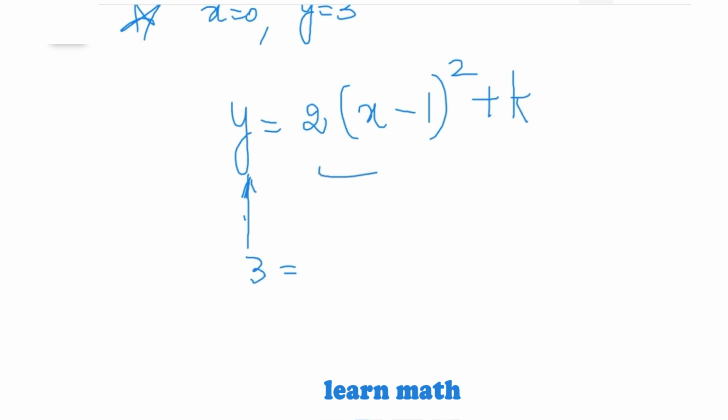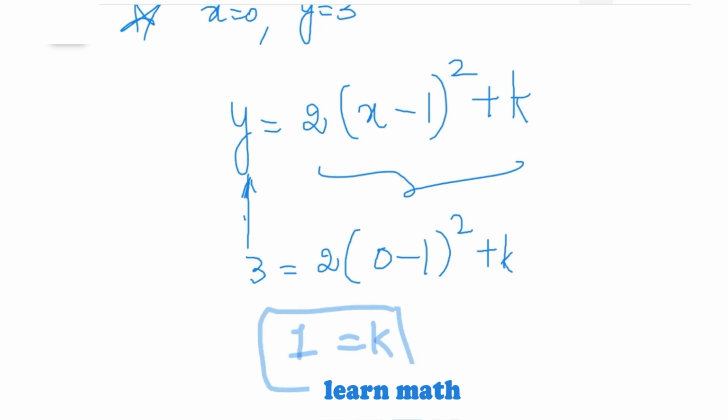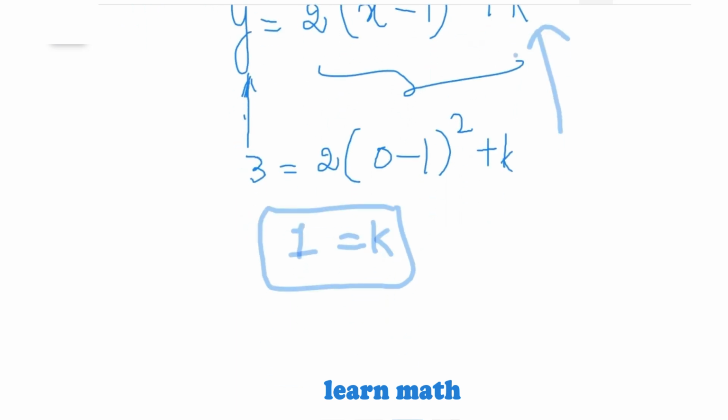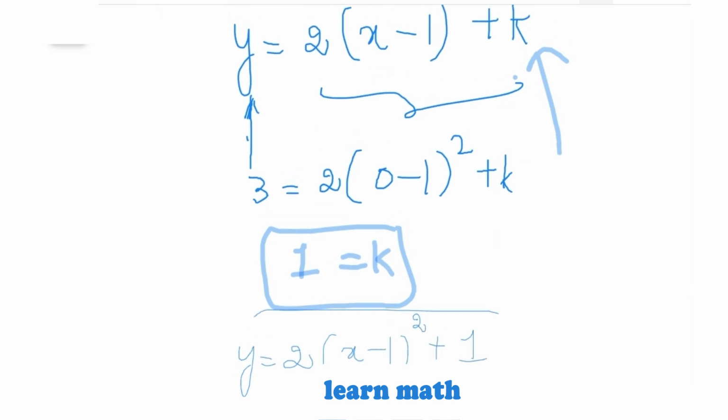3 is equal to 2 times 0 minus 1 squared plus k. How much now? Let's see. 2 times 0 minus 1 squared, 1 squared is 1, so 2 times 1 is 2. So 3 minus 2, right? So k is equal to 1. If you put this in, the form becomes 2 times x minus 1 whole squared plus 1. This is the vertex form. So standard to vertex and vertex to standard. That's the concept.